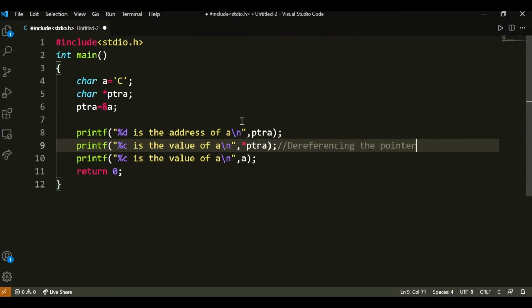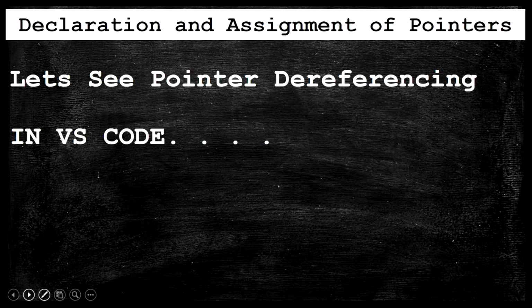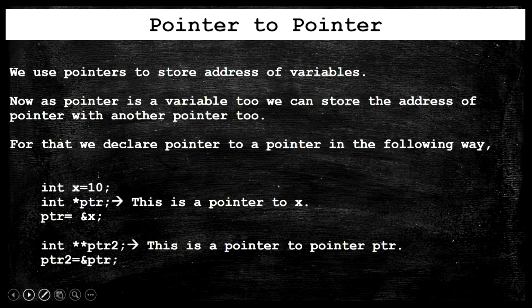So we will see our next thing for today. What is the next thing we have? So the next thing which we have is pointer to pointer. Okay. Now see, we use pointers to store the address of a variable. Right. Let's see this. We use pointers to store addresses of variables.